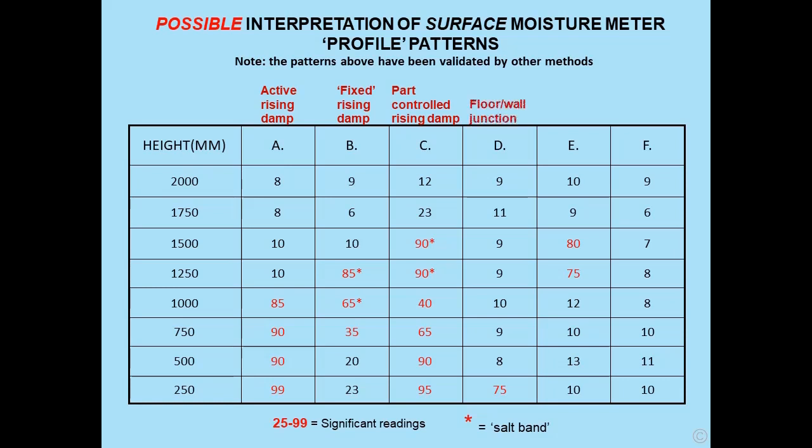Pattern D, low level figures simply over the skirting at the base of the wall. These represent possibly a floor wall junction problem.